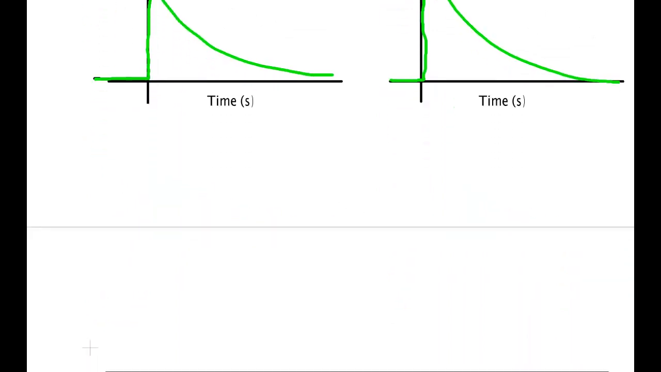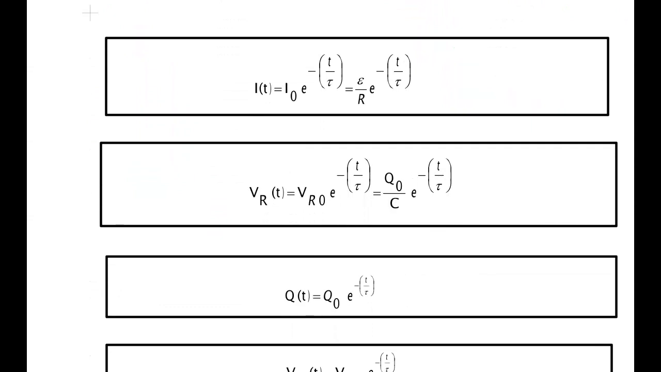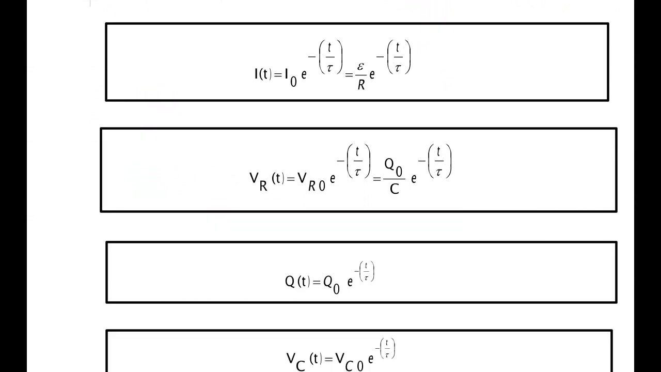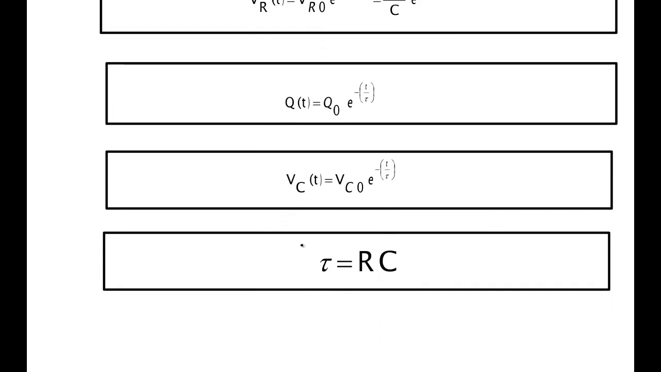Those results are actually listed over here. And you see they each have an e to the minus t over tau. And that tau is still RC. Now, you need to be careful. The time constant in a charging circuit and a discharging circuit may not be the same if they've changed the resistors through which it charges to what it discharges through. Another important thing.